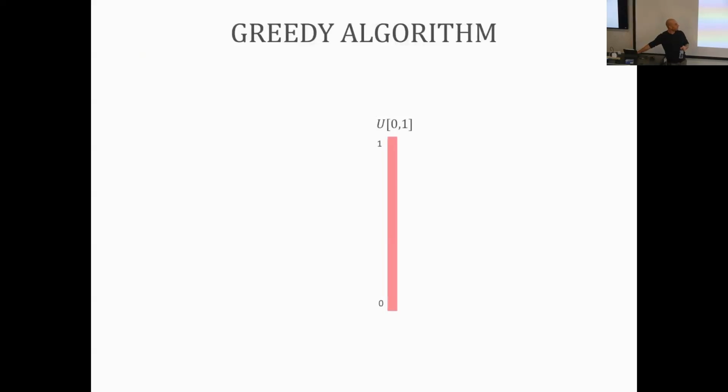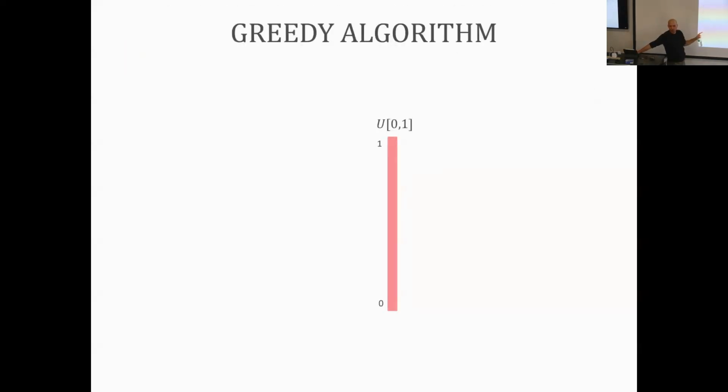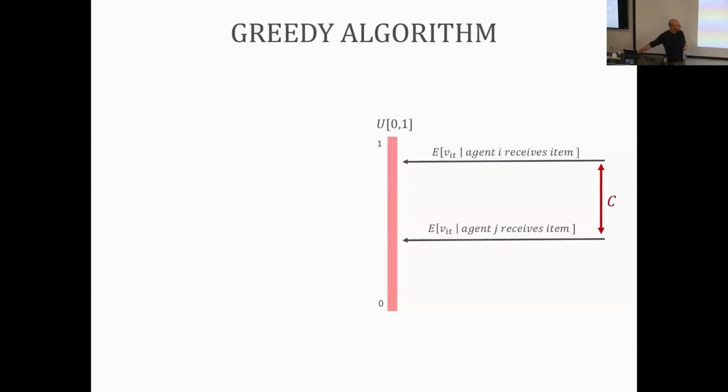Is it EF1 or is it just EF with high probability? Okay, this is not a worst case instance. That's how I could even hope to prove something like that. Let me show you the proof for a uniform 0, 1. So say v_it is drawn from uniform 0, 1. Your expected value for tomorrow's item is half. But now your expected value conditioned on you getting it, so conditioned on you being the highest, is like 1 minus 1 over n. Now your expected value conditioned on someone else getting it is less than half.